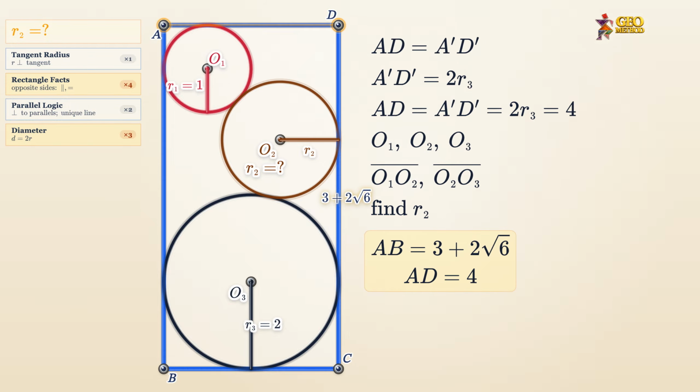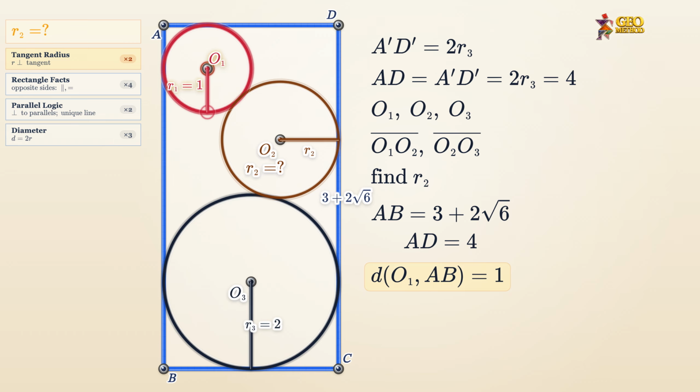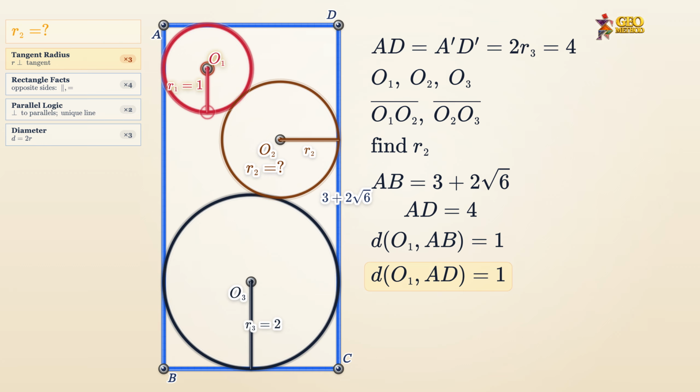Keep both rectangle side lengths in mind. The tall side is 3 plus 2√6. The short side is 4. We will measure center positions from the rectangle sides. Because circle 1 touches the left side, its center O₁ sits 1 radius to the right of that side. So its side distance is 1. Circle 1 also touches the top side. That means O₁ is 1 radius below the top. This fixes the top offset.